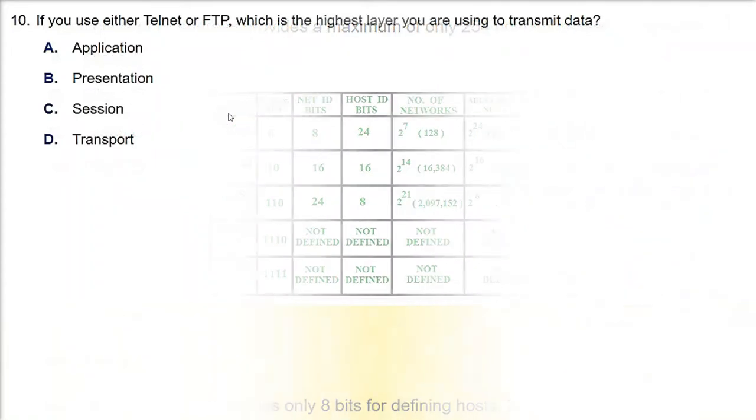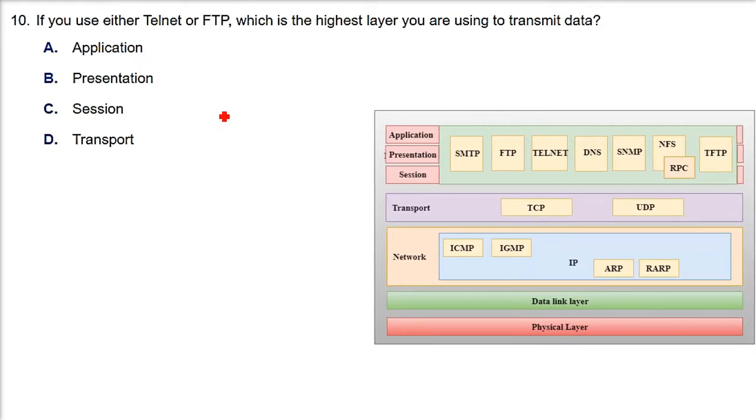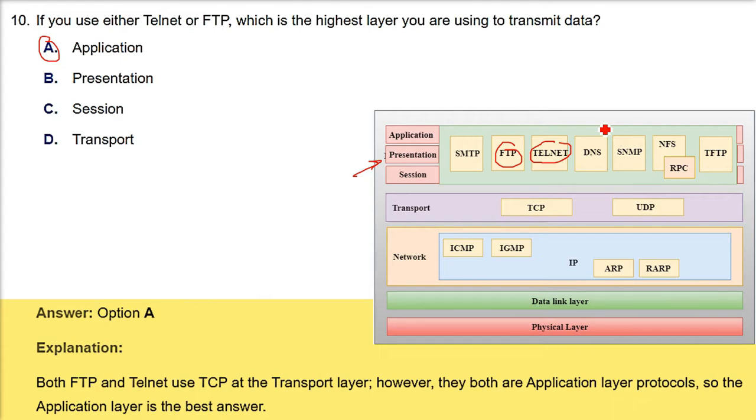If you use either Telnet or FTP, which is the highest layer you are using to transmit data? See, Telnet and FTP are both application layer protocols. This is Telnet, and this is file transfer protocol. Even though they use TCP at the transport layer, they both are application layer protocols. So the application layer will be the perfect answer. So that is why our option will be A.